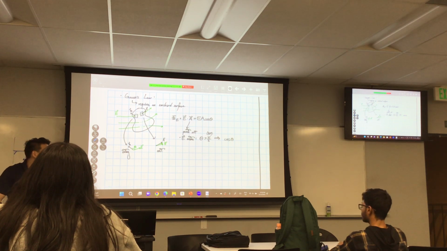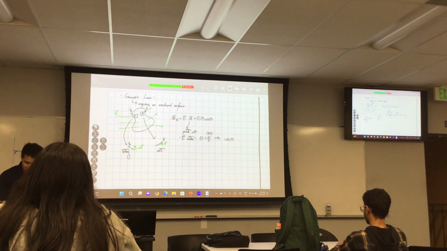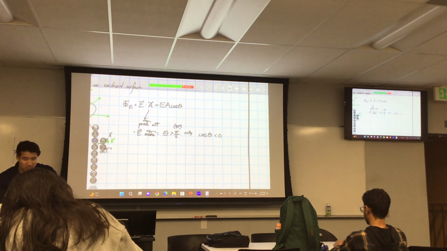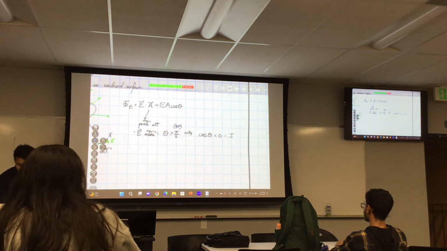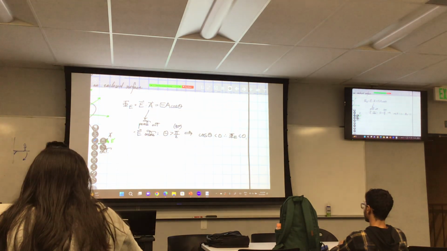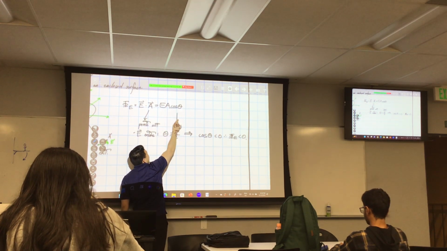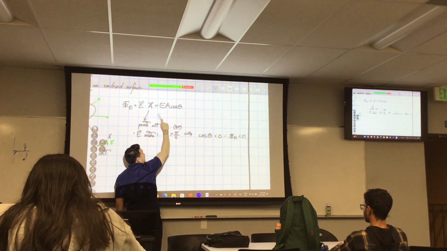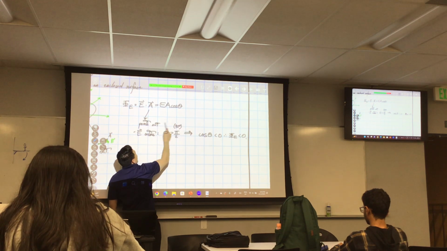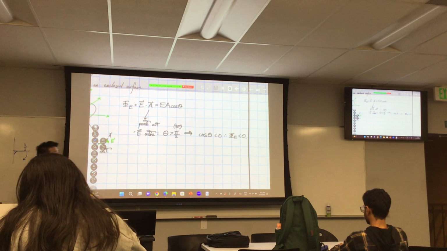Cosine of greater than 90 degrees, if you want to plug it into your calculator, will always be a negative number. So cosine will be less than 0. Therefore, your flux will also be less than 0. Because your flux is simply the magnitude of E, the magnitude of your area, times your cosine. E and A are positive values. What determines if the flux is positive or negative simply comes from this angle dependency.